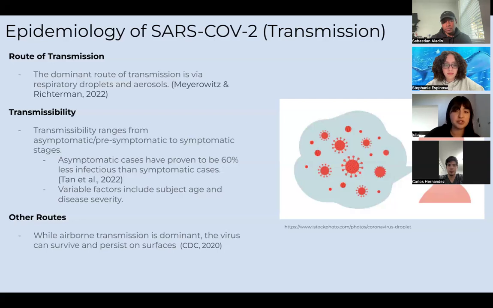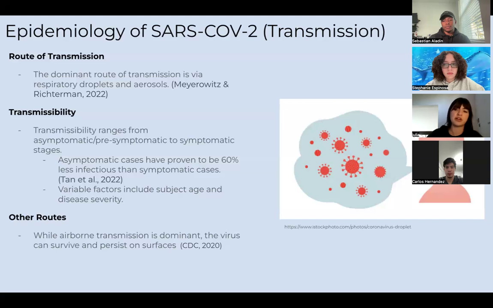Surface or fomite transmission is also possible, but accounts for very few infections. According to studies, surface transmission rates are very difficult to quantify, as other possible causes of transmission must be considered, such as asymptomatic transmission. This being said, according to a CDC study, case reports suggest that surface transmission is less than 1 in 10,000.